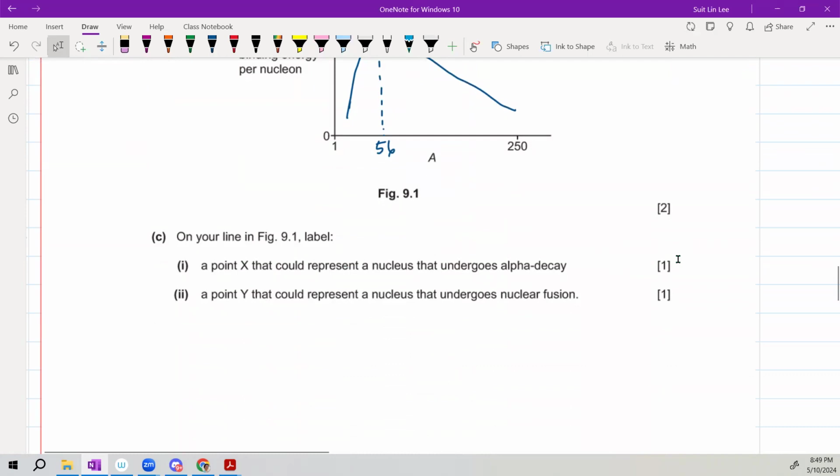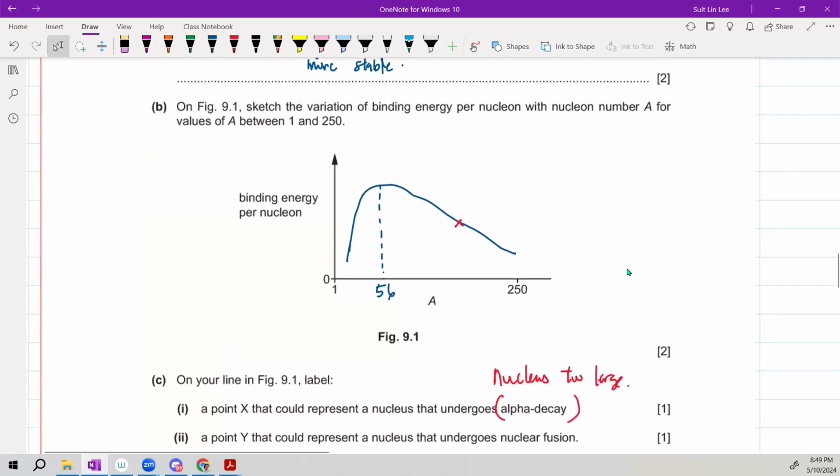Label point X that could undergo alpha decay. So alpha decay is normally when the nucleus is too large. Too large means larger nucleon number. Anywhere here, X.